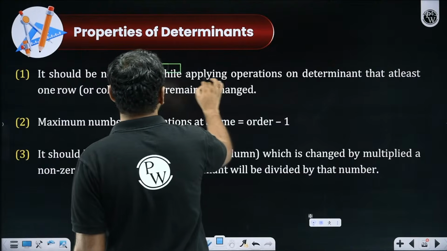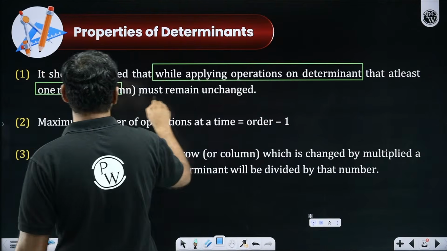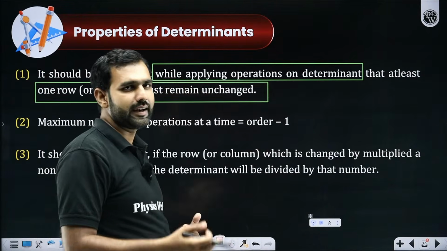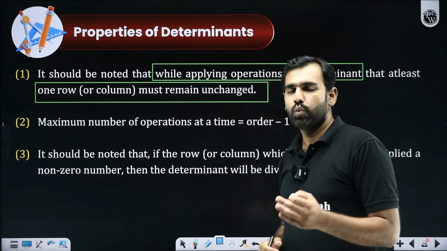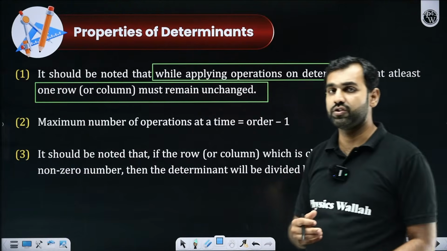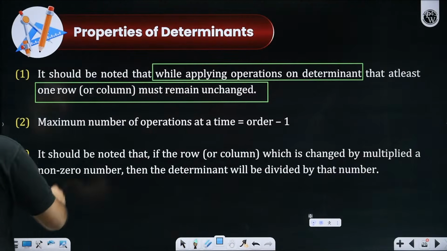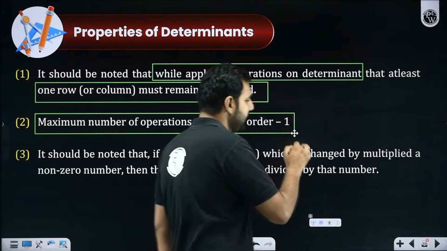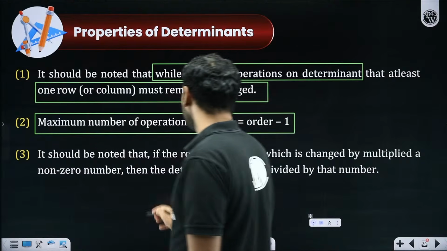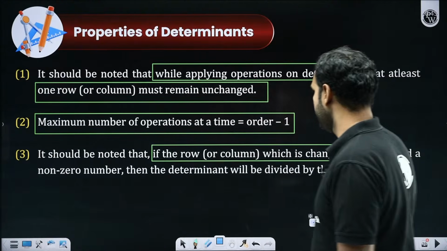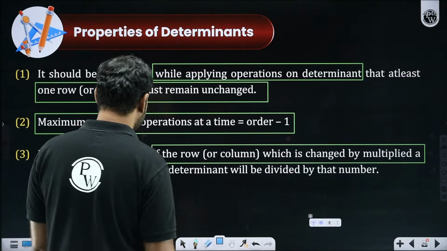First point is, if I'm applying operations on a determinant, then I need to ensure that one row or column must remain unchanged, or in a different language, one less than the order of the matrix will be the number of maximum operations you can apply at a time. Got my point? Second conclusion, which I think is an extension of that first property only. The third one: if the row or column which is changed is multiplied by a non-zero number, then the determinant should also be divided by that.